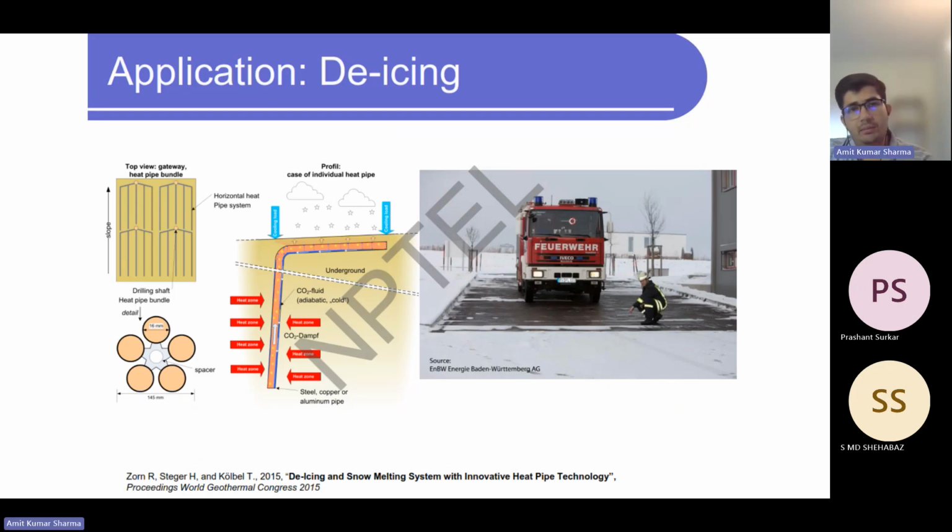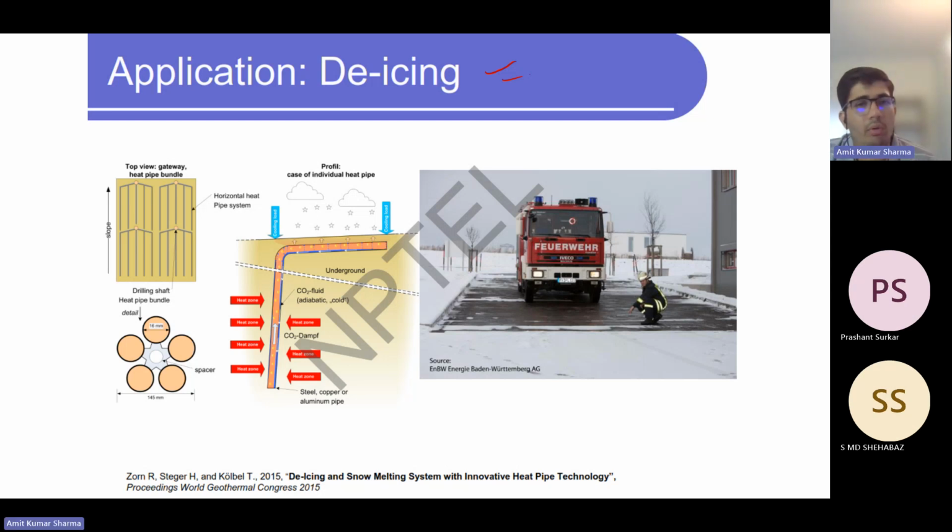Another application is de-icing. De-icing is also a very good application, because in foreign countries the temperature during winter is around -10, -5, -20. Okay. So in those locations on the road there will be a huge layer of ice. And if the ice is there, then you cannot drive a vehicle on the road. And if you are driving, then there is a very high chance of accident. Your vehicle will slip on the road because there will be no friction.